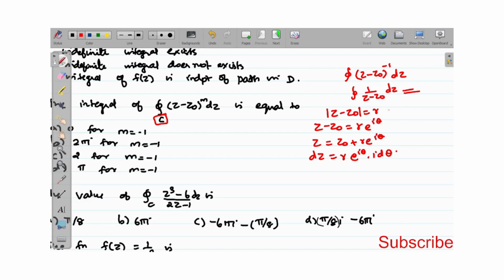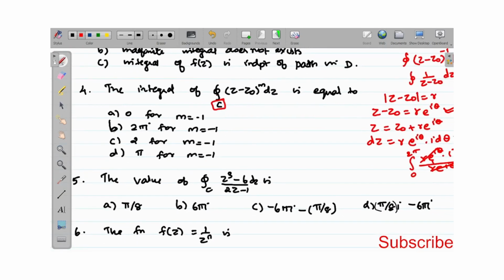Substituting this here, integral over C of 1 dz. dz is r e power i theta into i d theta, divided by z minus z naught, which is r e power i theta. Here C is the circle, so the range is 0 to 2 pi. r e power i theta is cancelled, which is equal to i integral of d theta, that is theta from the limit 0 to 2 pi. So the answer 2 pi i is right. So option B, 2 pi i, for m equal to minus 1.